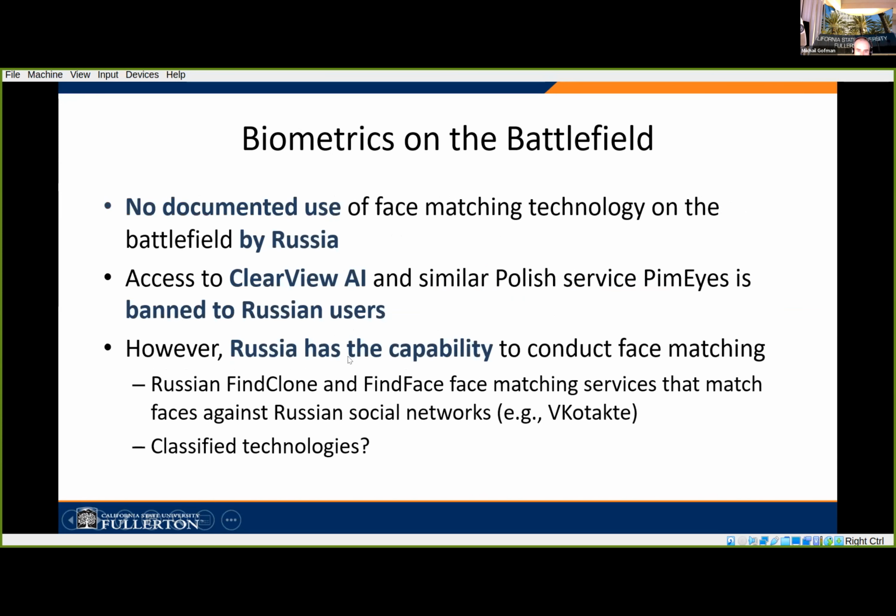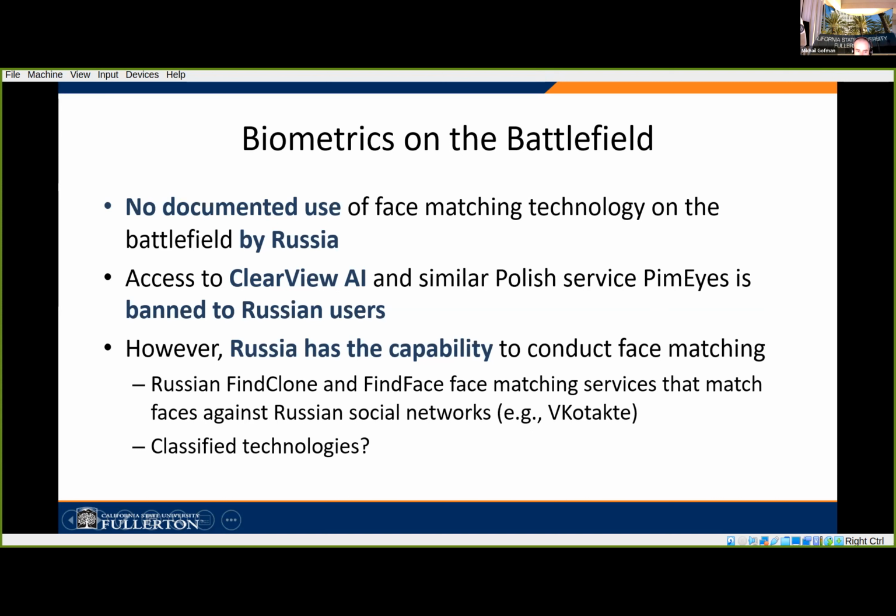Now, there is no documented use of face matching technology being used on the battlefield by Russia. Also, access to Clearview AI and to a similar Polish service known as PimEyes is banned to Russian users out of fear of exploitation. However, it is highly likely that Russia does use such capabilities, possibly on the battlefield, because Russia indeed possesses such capability.